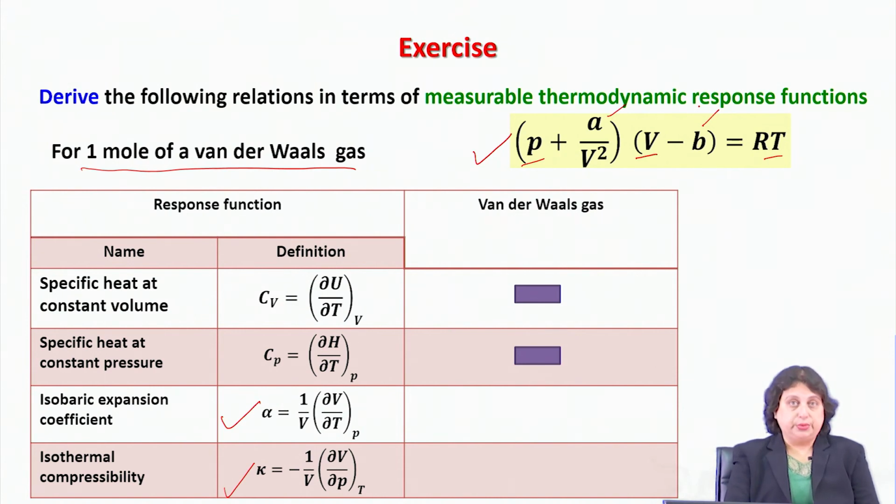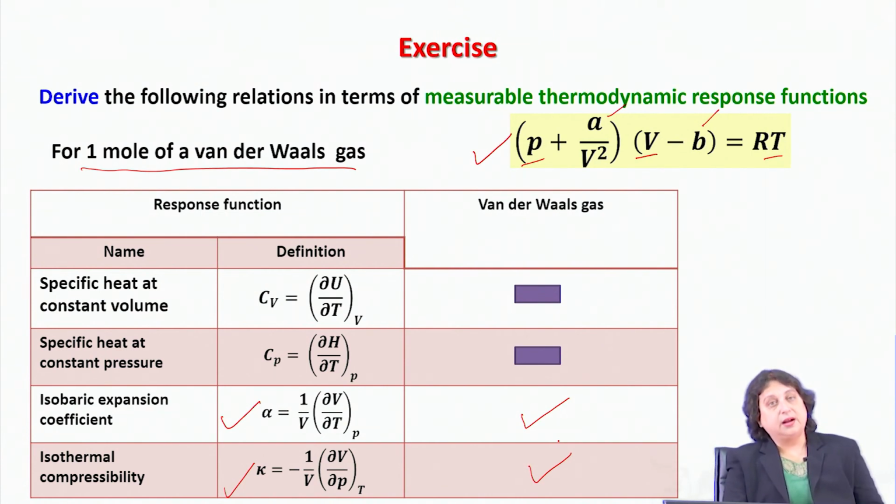Now, if you know the pressure and volume of the real gas and the temperature at which they are present, you can play around with the expression for volume and find out what alpha is. Similarly, you can also find out what kappa is, and I'm going to leave this as an exercise for you to find out what alpha and kappa are.